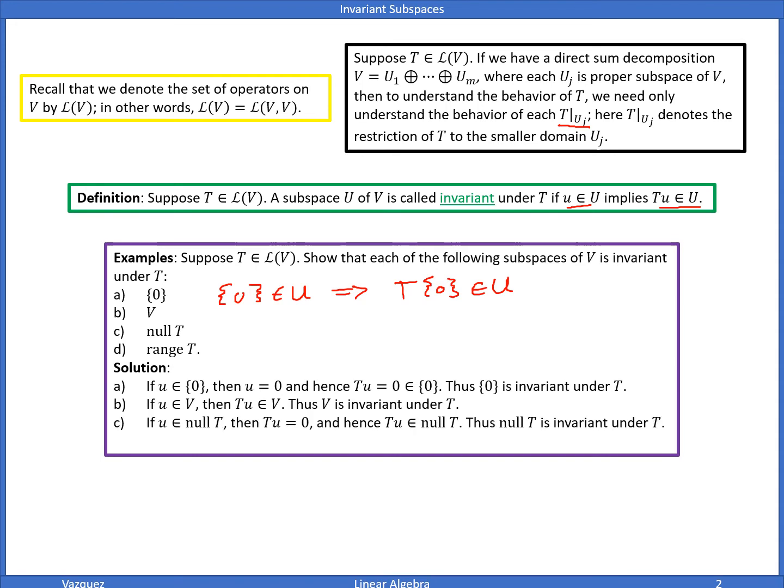Next, the null space. If u is in the null space of T, then T of u is equal to 0, by definition of null space. And therefore, T of u is in the null space of T. Again, because we're dealing with operators, we're dealing with the same vector space. Therefore, we can conclude that null T is invariant under T.